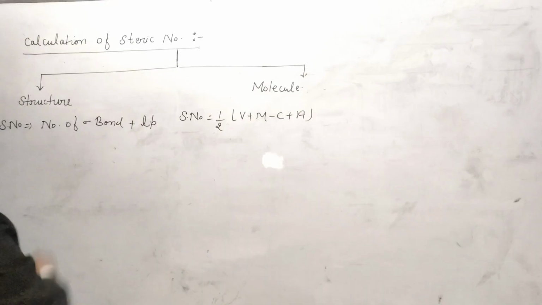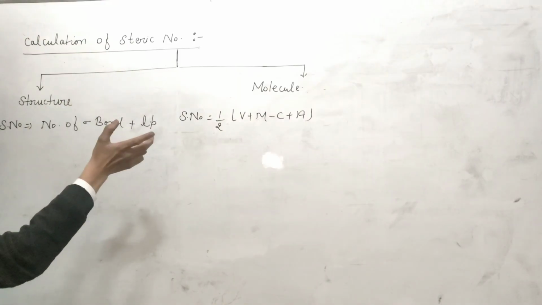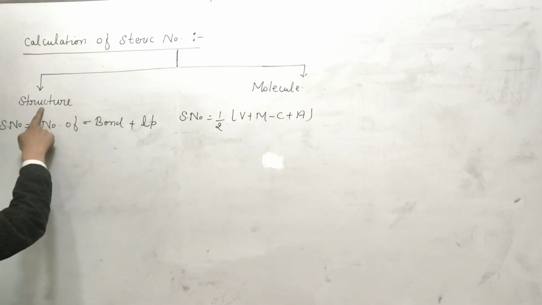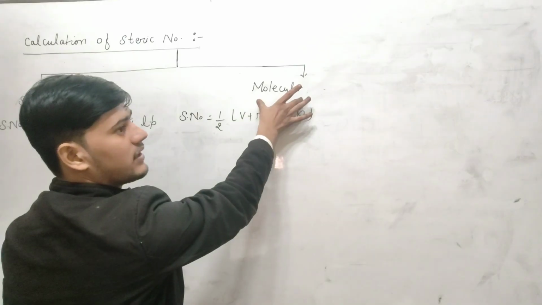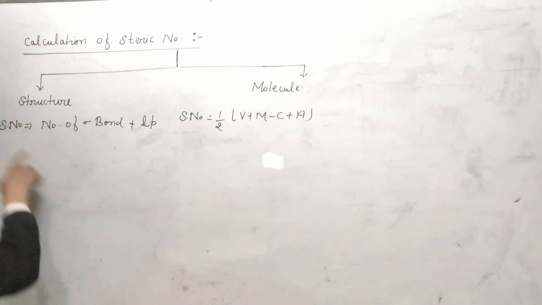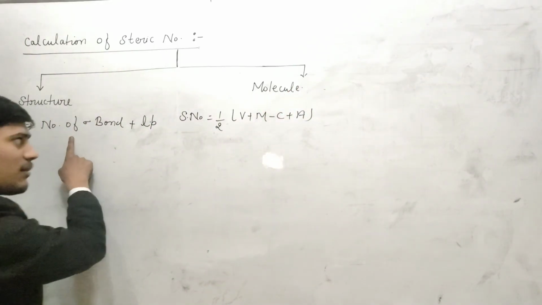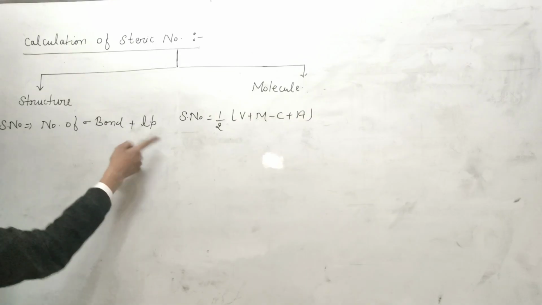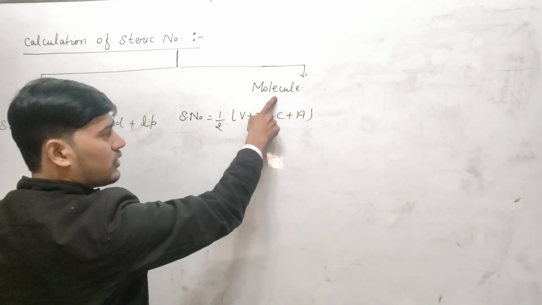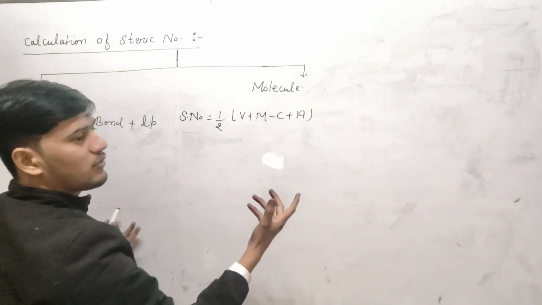Calculation of steric number. The steric number can be calculated by 2 methods, depending on whether the structure is given or the molecule is given. In the case of a structure, the steric number will be the number of sigma bonds plus lone pairs. In the case of a molecule, how can we calculate the steric number?